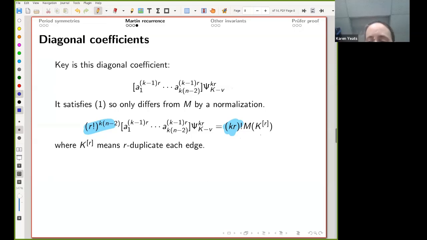And now this notation here is something that's going to come up a fair bit for us. This is R duplicating the graph. And so what does that mean? It means everywhere where there used to be an edge, I want to replace it with an R multi-edge. All right, and for all edges. So that's what I mean by R duplication.